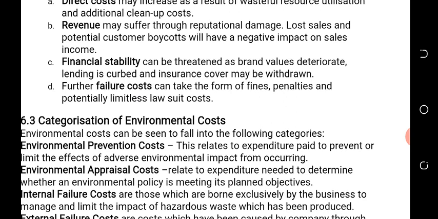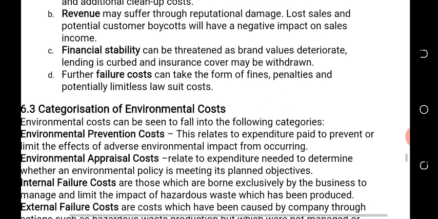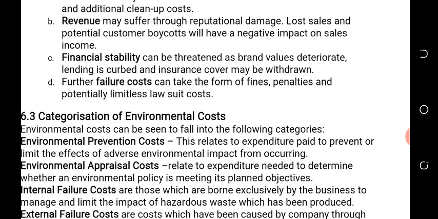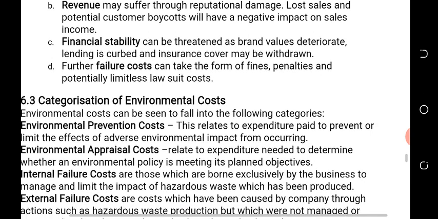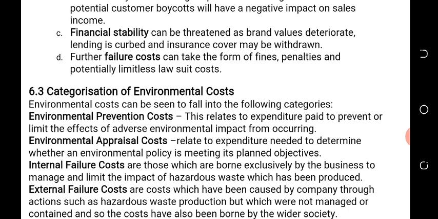Financial stability can be a threat as brand values deteriorate, leading to cheaper insurance cover being withdrawn. So with such, the insurance cover may be withdrawn. Further failure costs can take the form of penalties, fines, and potentially limitless lawsuits against the organization.